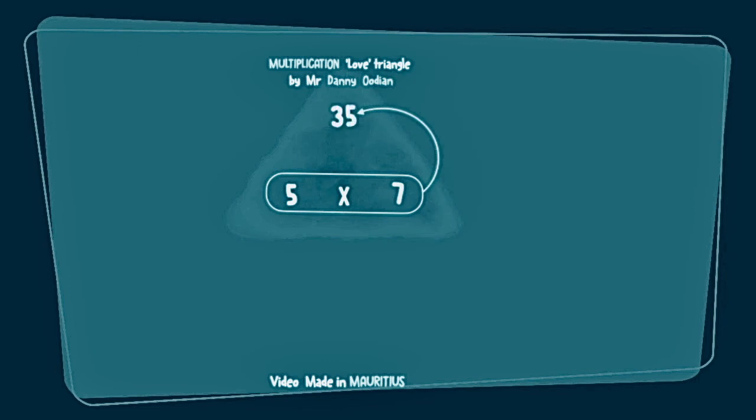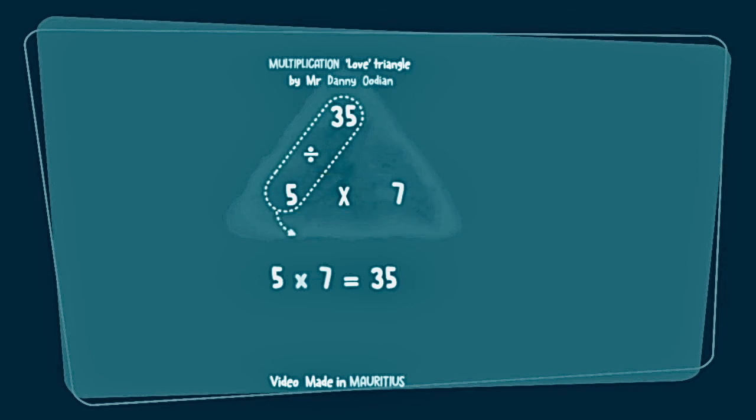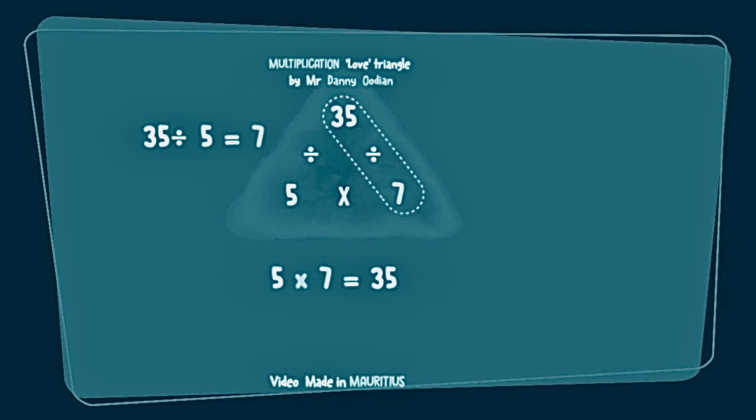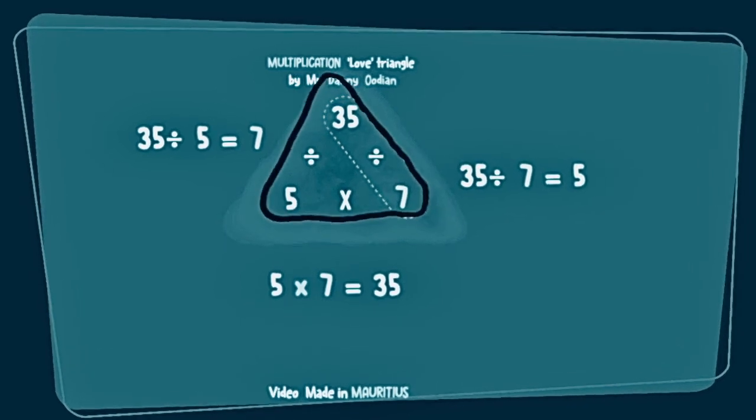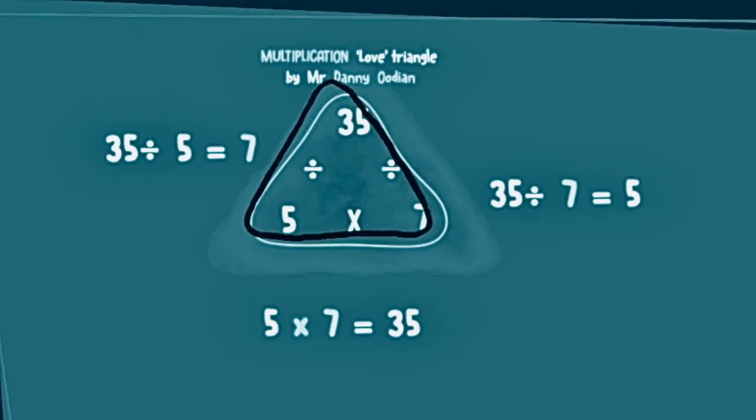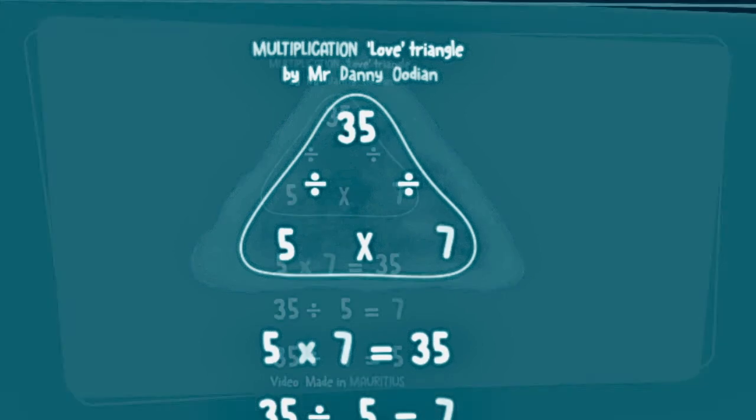5 times 7, 35. But 35 divided by 5 is equal to 7. Similarly, 35 divided by 7 is equal to 5. So, 35, 5, and 7 make a multiplication triangle.